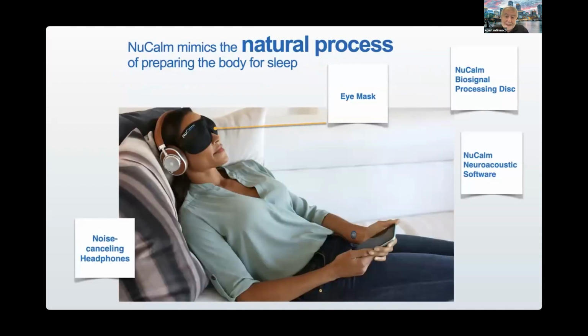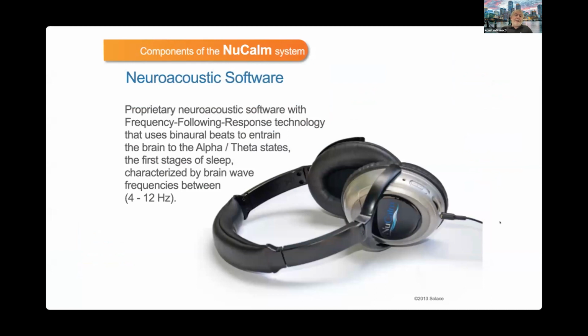It consists of 4 elements: eye mask, noise canceling headphones, NewCam biosignal processing discs, and NewCam neuroacoustic software. But the main element is the neuroacoustic program. This software with a frequency following response technology uses binaural beats to entrain the brain to alpha-theta states, which is like the first stages of sleep, characterized by brain wave frequency between 4 and 12 hertz.